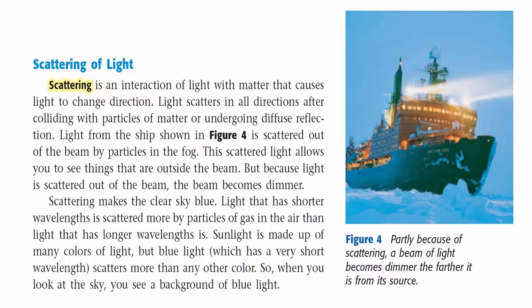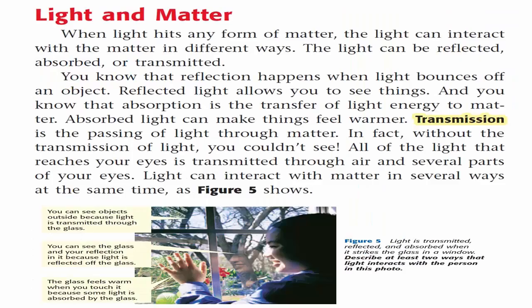Scattering makes the clear sky blue. Light that has shorter wavelengths is scattered more by particles of gas in the air than light that has longer wavelengths is. Sunlight is made up of many colors of light, but blue light, which has a very short wavelength, scatters more than any other color. So, when you look at the sky, you see a background of blue light. Light and matter.